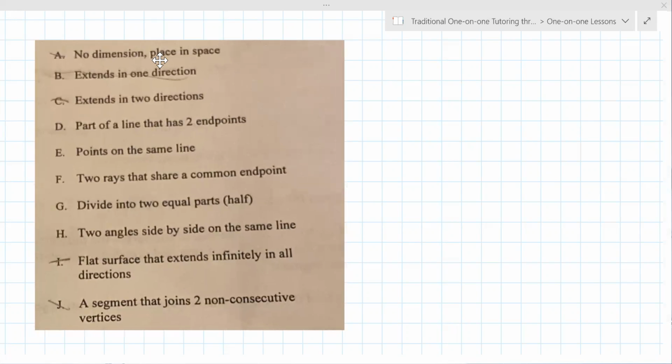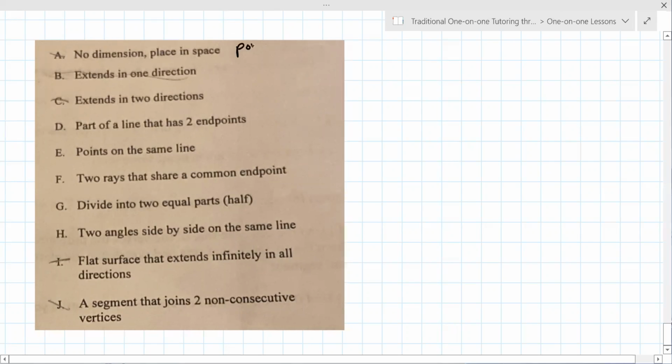All right, so let's just go through this. No dimension, a place in space, that is a point. If it extends in one direction, that is a ray. If it extends in two directions, that's a line. The part of a line that has two endpoints, that's a line segment. Any questions on that so far?